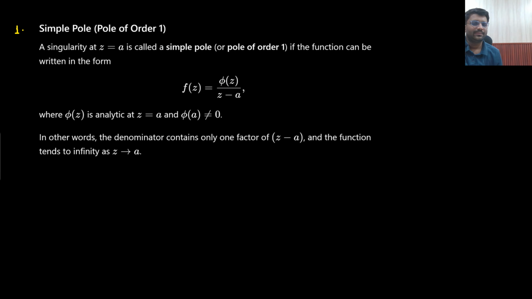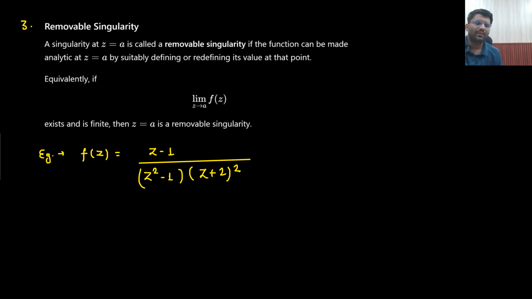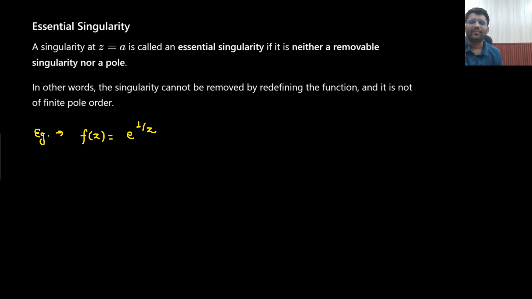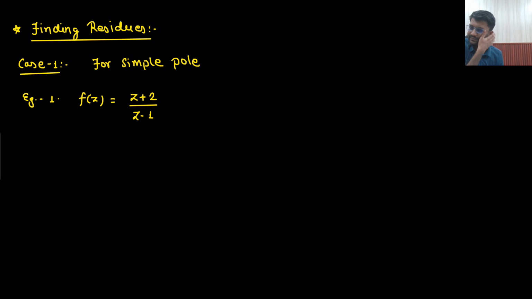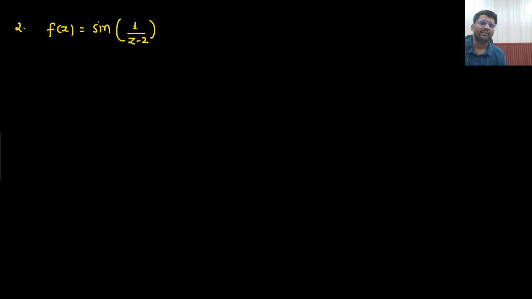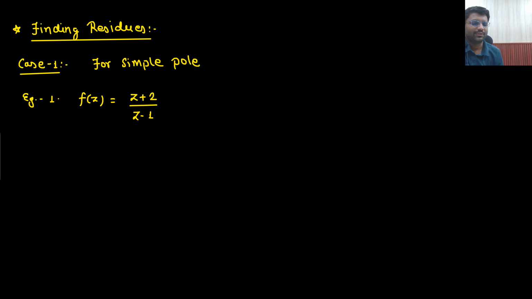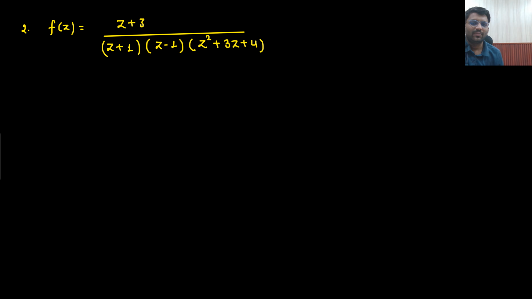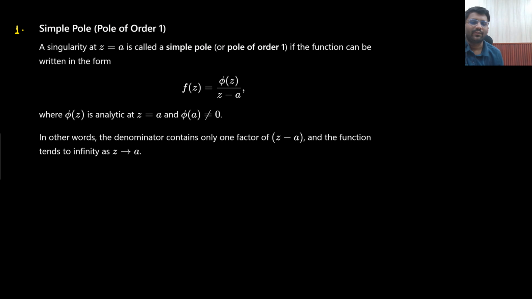So let me take a break. I will drink some water, then I will come back. We will talk about simple pole, then multiple pole, then removable, and then essential. Okay, and that would be it. Then in the next lecture, we can think of residues. So just some 20-30 minutes of discussion we need to do, that we will do.